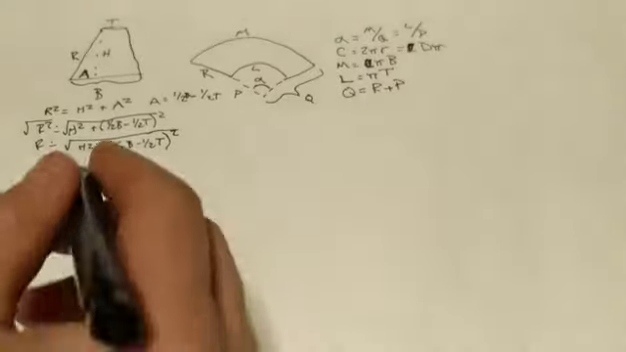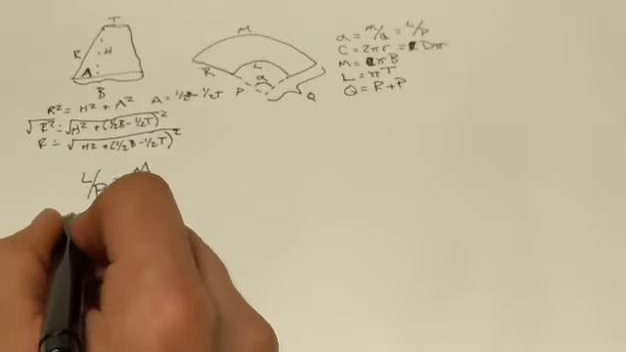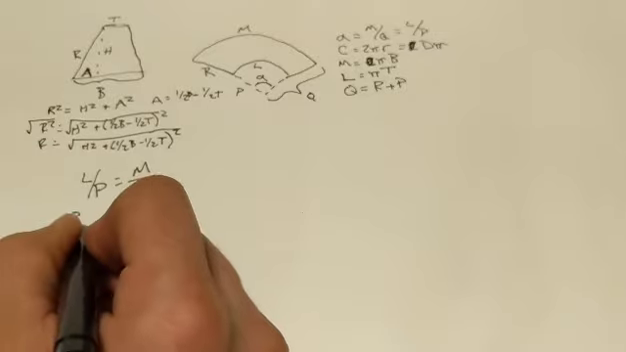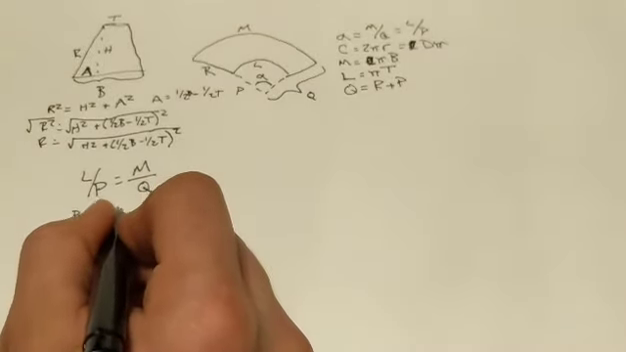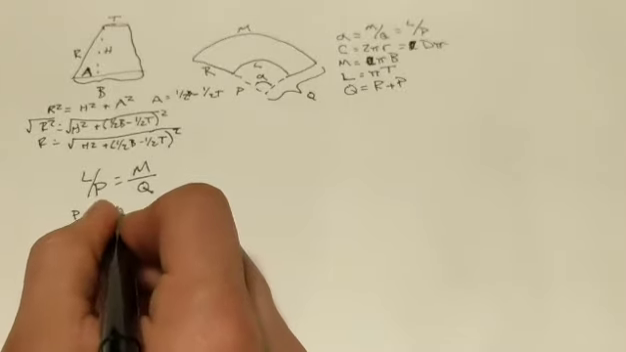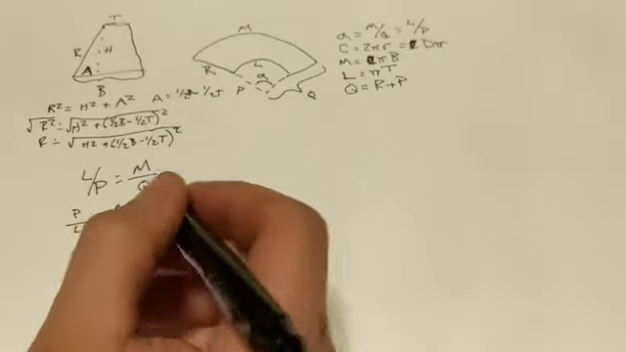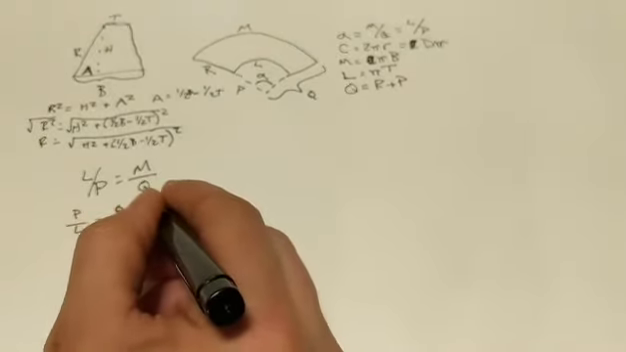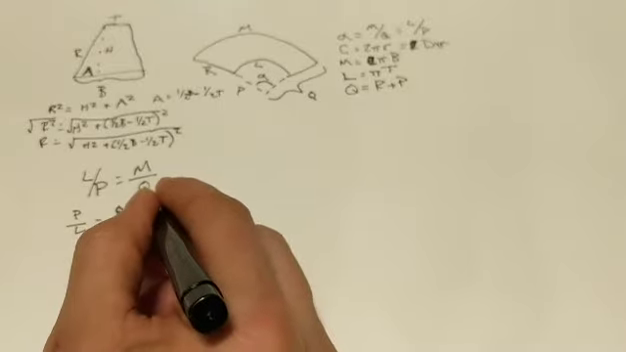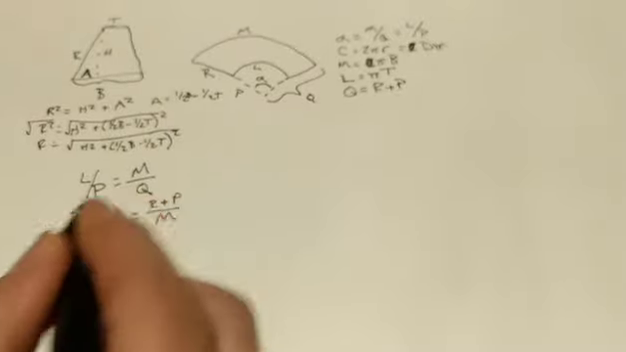Right? So we're going to solve for P. To do that, we're first going to flip our equation, so we get P on top. So P over L is equal to Q over M. Q, we know, is R plus P, so we can substitute that in. So that's equal to R plus P over M.